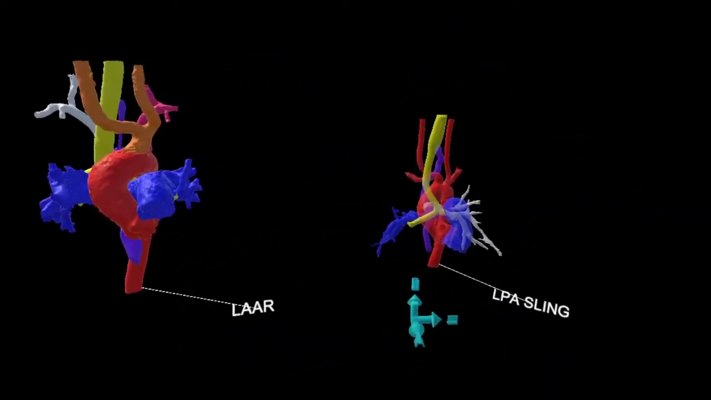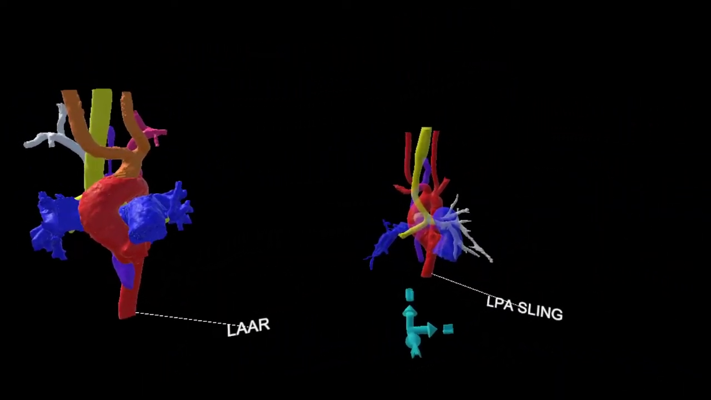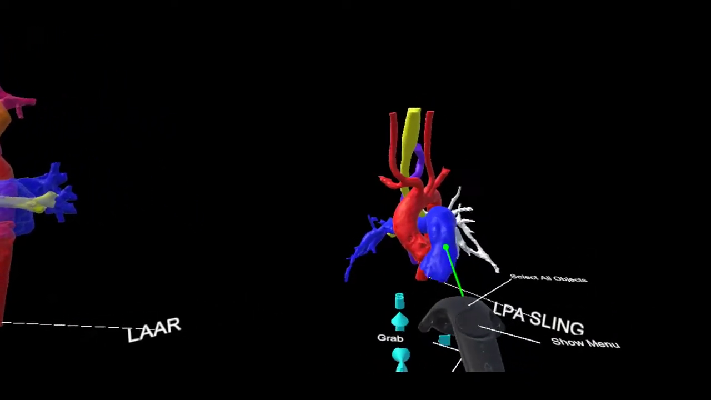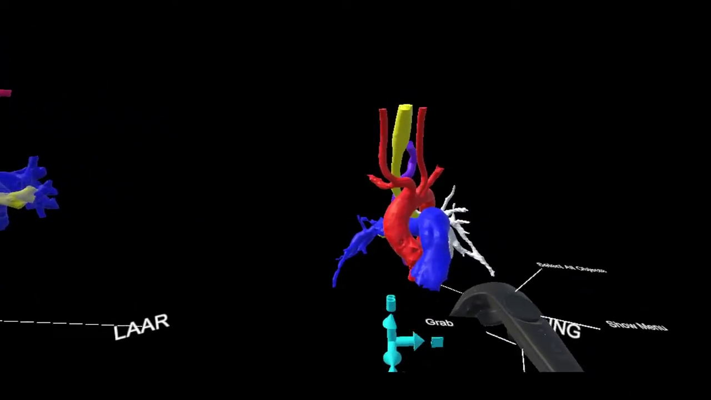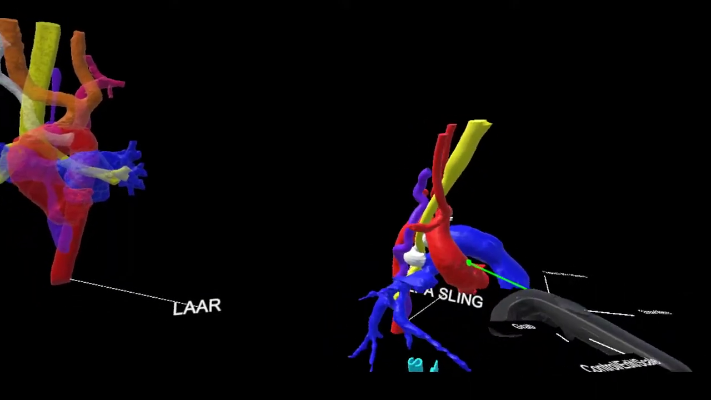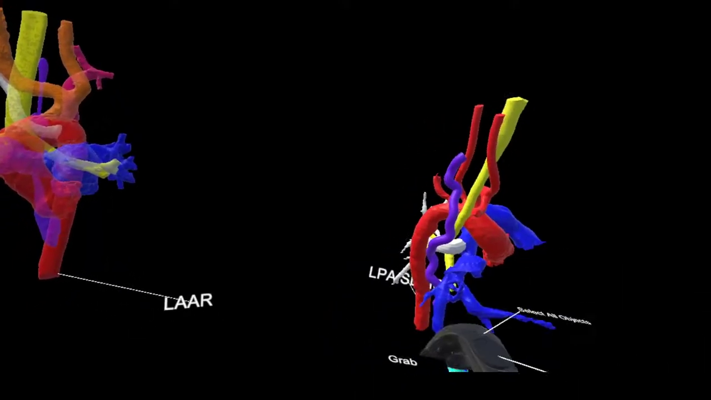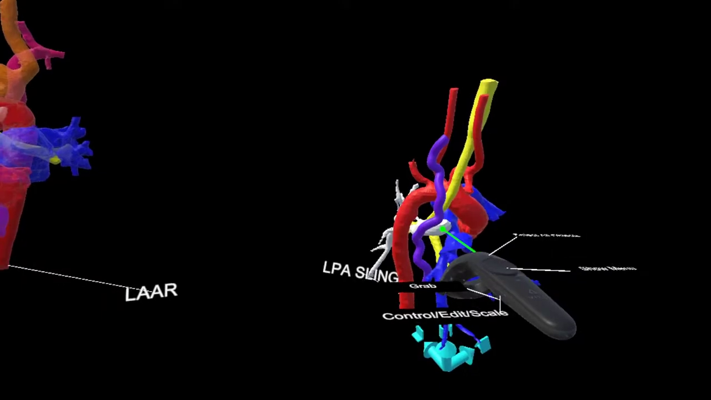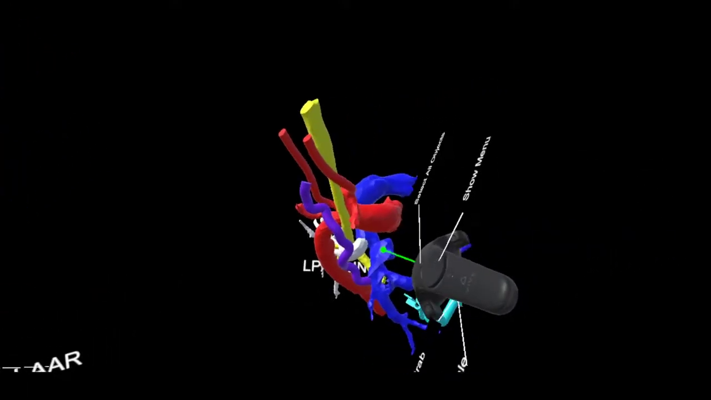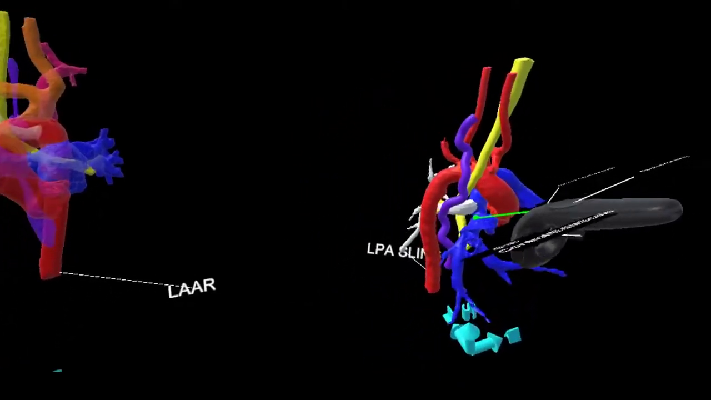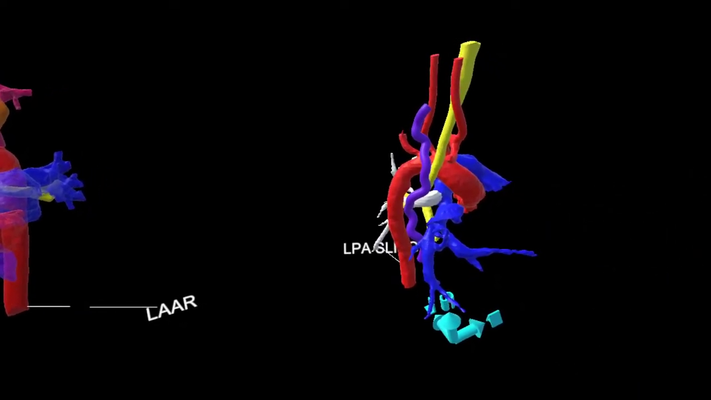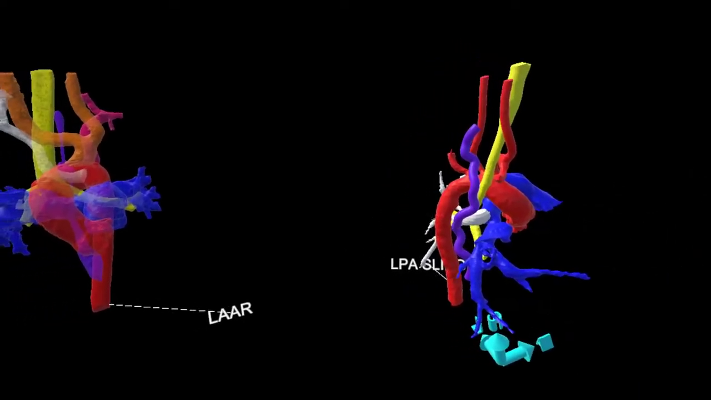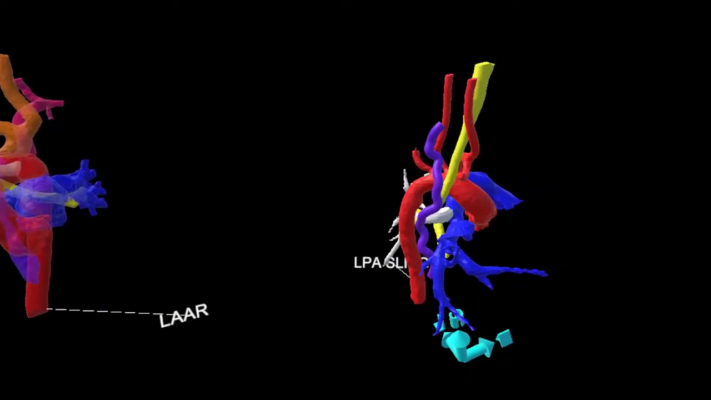And so with that, I'll go ahead and move then to the LPA sling. This lesion actually arises when the left pulmonary artery takes off from the right pulmonary artery. And you can see that here. I've actually marked the left pulmonary artery here in white, and it's taking off from the right pulmonary artery right here. And so this is in contrast to the previous variant that we described.